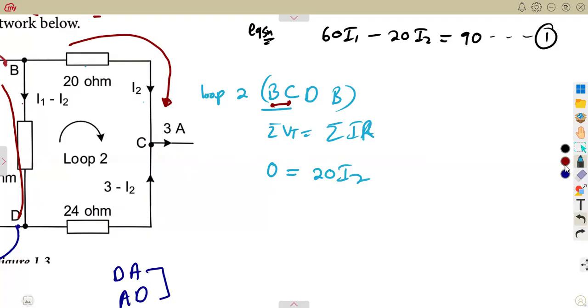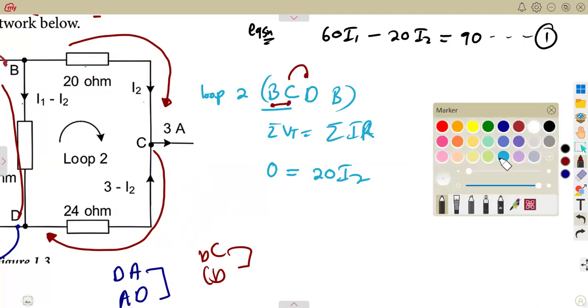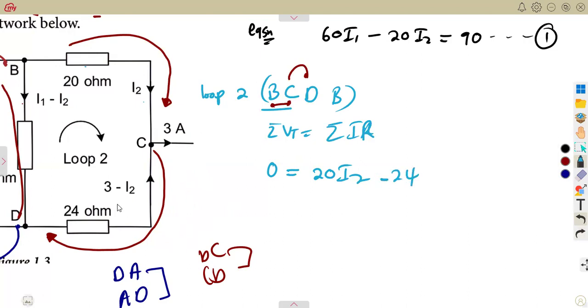All right, let's move on from C to D. From C to D, this is the way that we are moving. Is it the same way the current is moving? No, the current is opposing. The current is going up. As we are moving C to D, the current is moving D to C. Whenever it opposes like that, you indicate with a negative. So that is going to be a negative 24 times the current. Our current there is 3 minus I2.